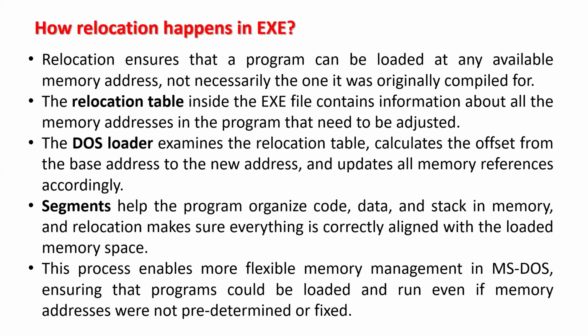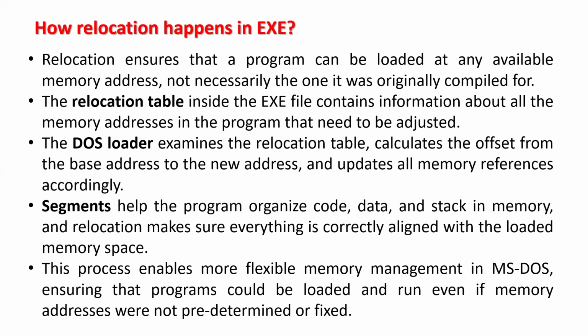Now, how is this relocation process carried out? The MS-DOS loader loads an EXE file and performs some steps like this. First of all, when the program is loaded, it identifies that the program can be loaded into any available memory address. The program will not necessarily be loaded at its original or predefined address given in the program. The loader can place it wherever space is available.